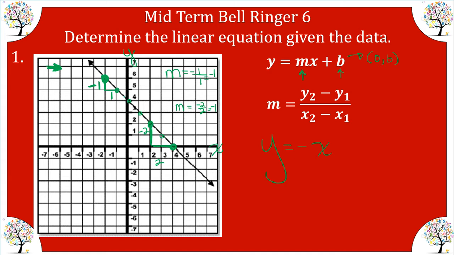So we're going to have y equals -1x, and then the b value, again, is where it intersects the y-axis, and it intercepts at 4. So it's going to be +4. So here is the equation.